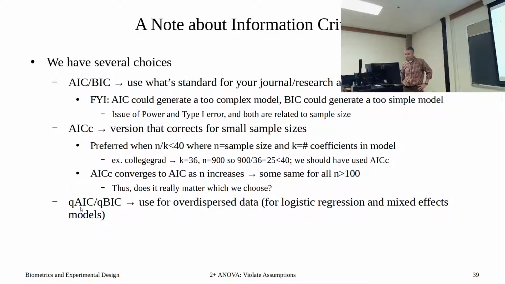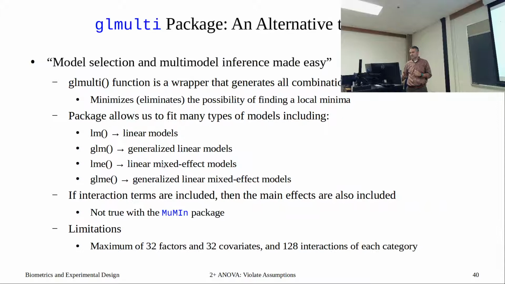There is one more thing, and it's called a QAIC and QBIC. This is a quasi-AIC or quasi-BIC number. If you have over-dispersion in your data, which starts to violate some of our assumptions, you can do that. And typically, you would use this for a logistic or mixed effects models. I think I told Cameron to check it out, and when we looked at her data, she was good, which is why she stuck with the AICc.